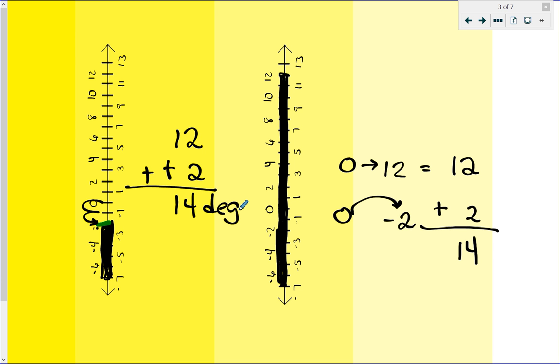Okay? You can use your number line. Go from 12 to negative 2. That's the other thing. Here's where I started. Here's where I ended.